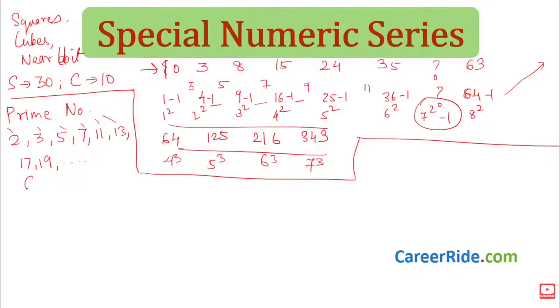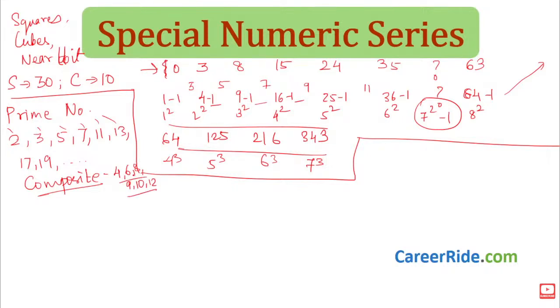The numbers which are not prime are called composite numbers. The rest of the numbers like 4, 6, 8, 9, 10, 12, all these numbers are composite numbers because they are not prime.